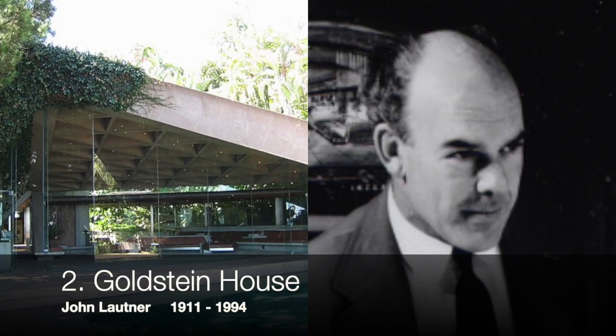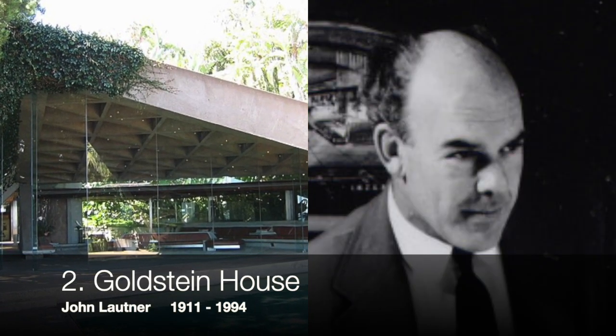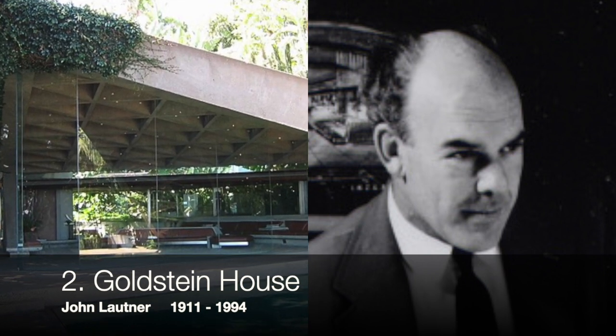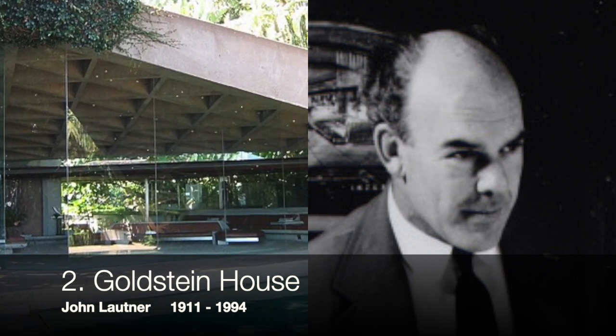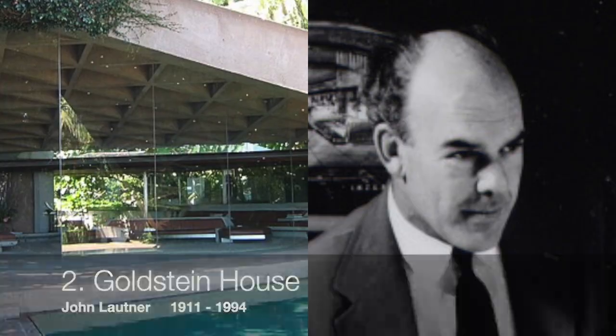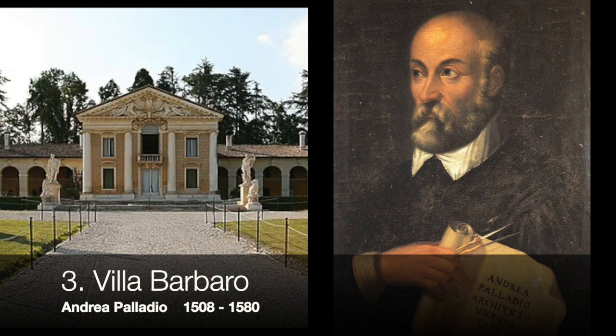2. The house making appearances in many films is the Goldstein house in Los Angeles. The architect is John Lautner, one of my architectural heroes. 3. Villa Barbaro was designed by architect Andrea Palladio. When you hear the term Palladian architecture, it started in the 16th century with buildings like this by Palladio.